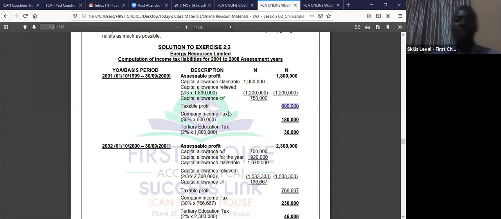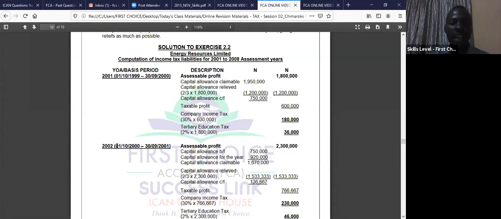So your income tax is 30% on 600,000, which is 180,000. You understand that? Your education tax is 2% on 1.8 million. You understand that? We don't need to add them together. I said it's not compulsory to add the two taxes together. It's optional. Now that we've done the first year, we'll go to the second year.